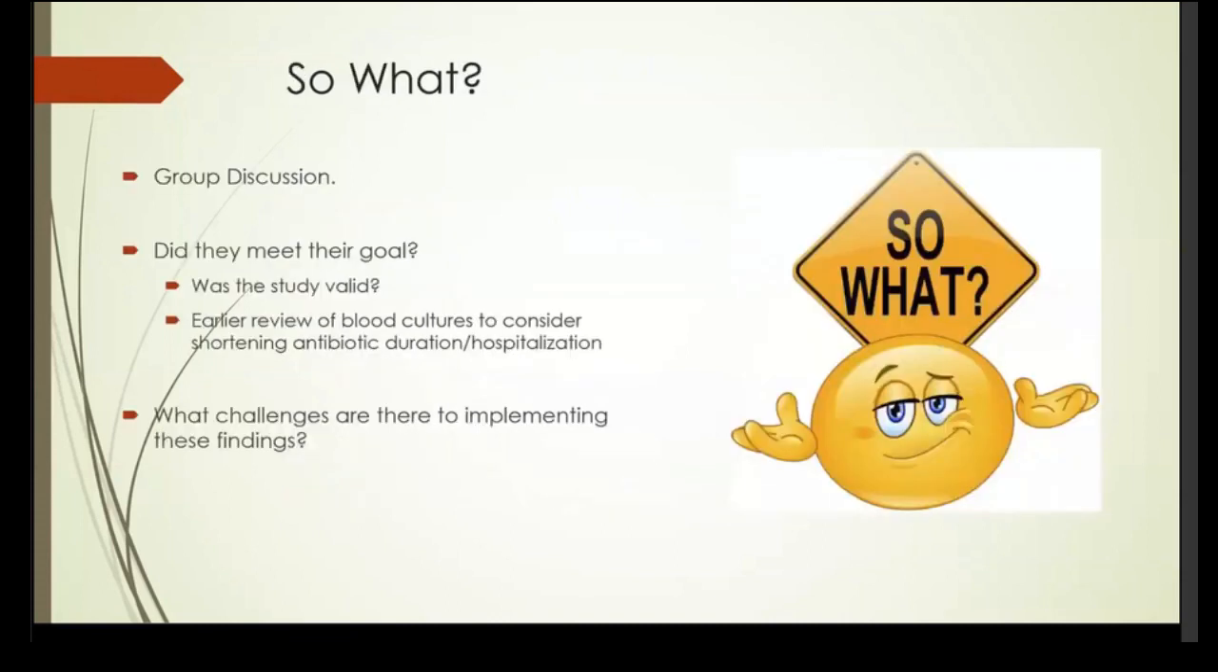so what? How do we take what we learned from this journal? Did the journal meet its goals? Was the study valid? How do we implement it to our own patient population in terms of well-appearing febrile children with whom blood cultures were drawn? And yes, the difference between well-appearing and then complex patients with comorbidities or lines, neutropenia, et cetera.